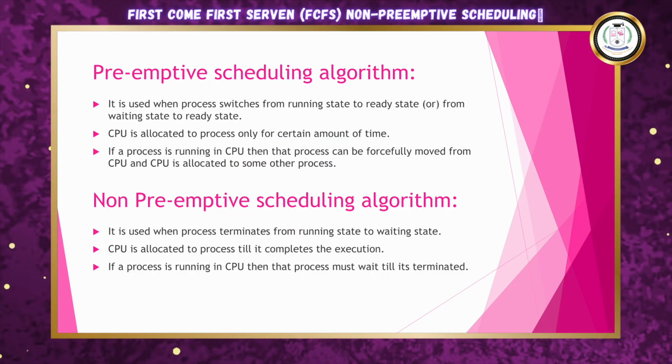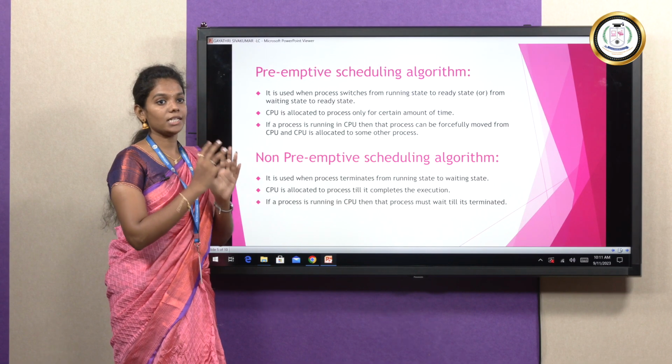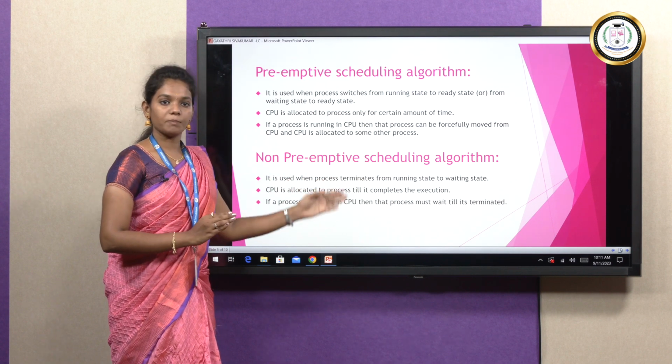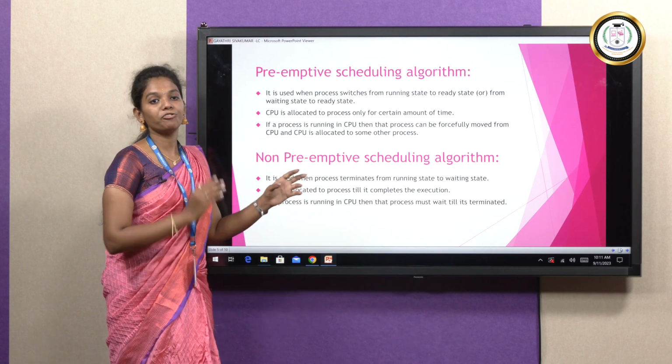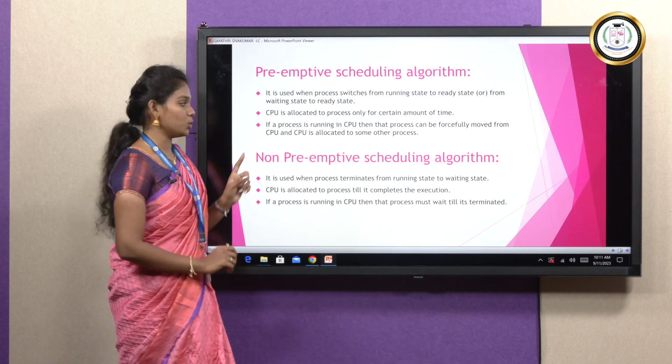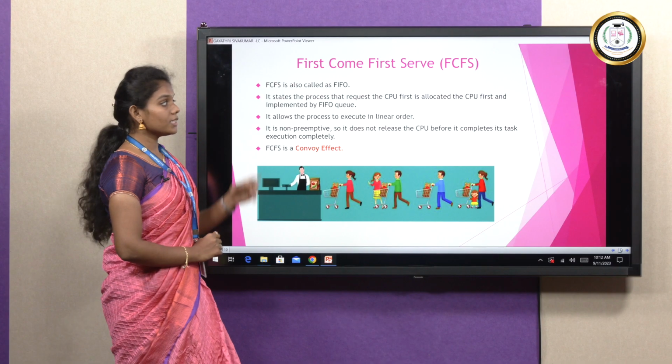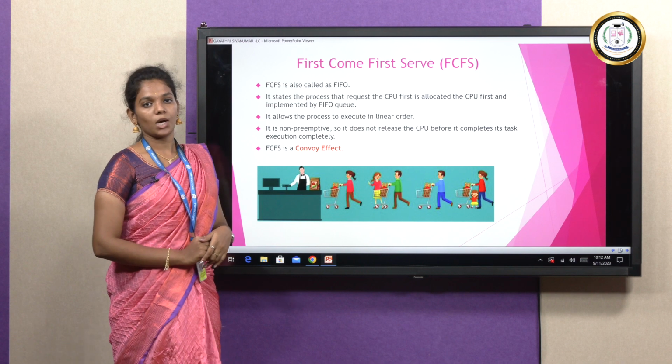If a process is running in the CPU, then that process must wait till it gets terminated, that is, till it moves to the last state of a process. The process must wait in the CPU to complete its entire execution. So this is all about FCFS. FCFS is an acronym for first come first serve. This is also called first in first out.